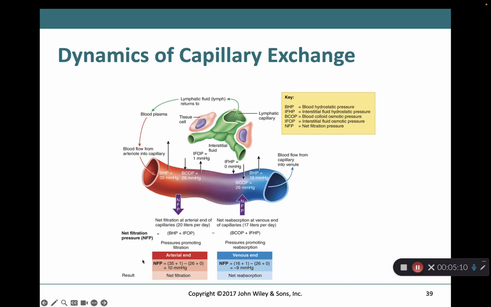So our BHP is 35, and our interstitial fluid osmotic pressure is 1. These are both flowing out, so we add those together, 35 plus 1, so we get 36, minus our blood colloid osmotic pressure, so 26, plus our 0 here, interstitial fluid hydrostatic pressure. So 36 minus 26, we get about 10 millimeters mercury as our net filtration.